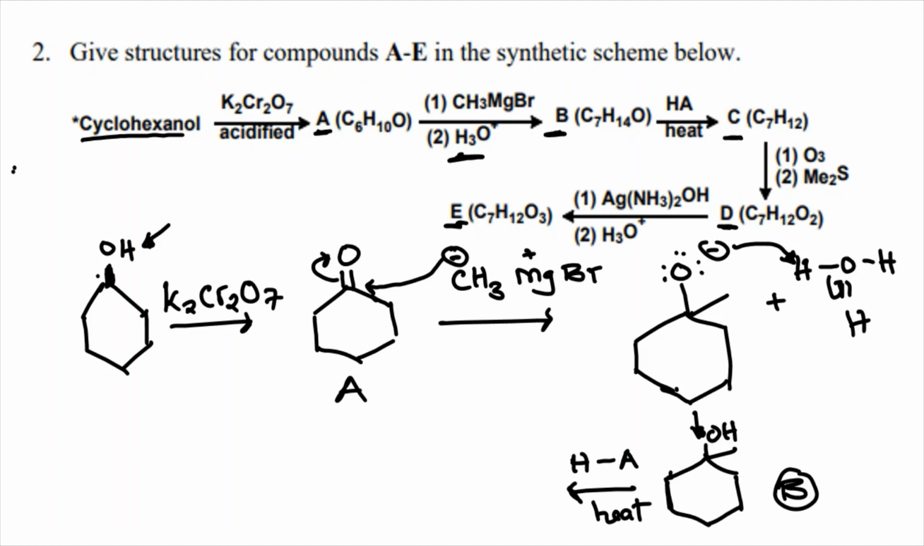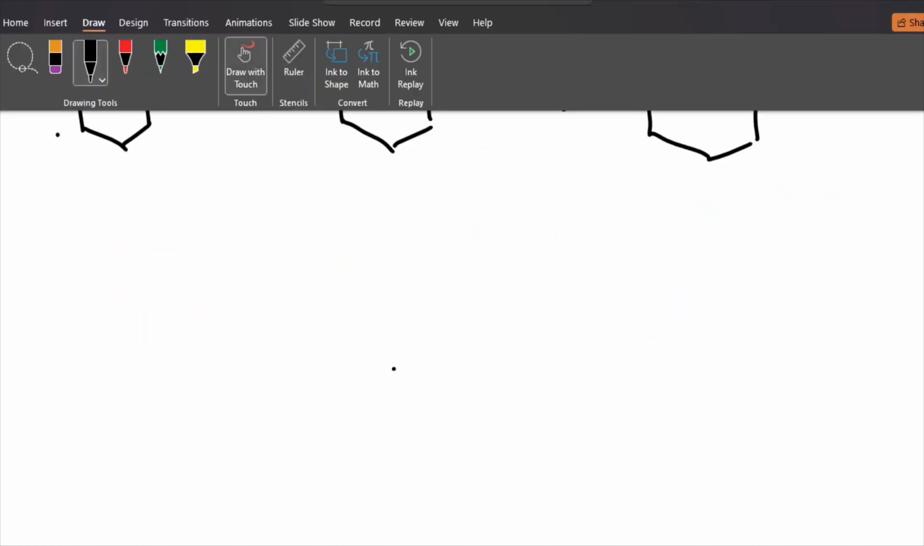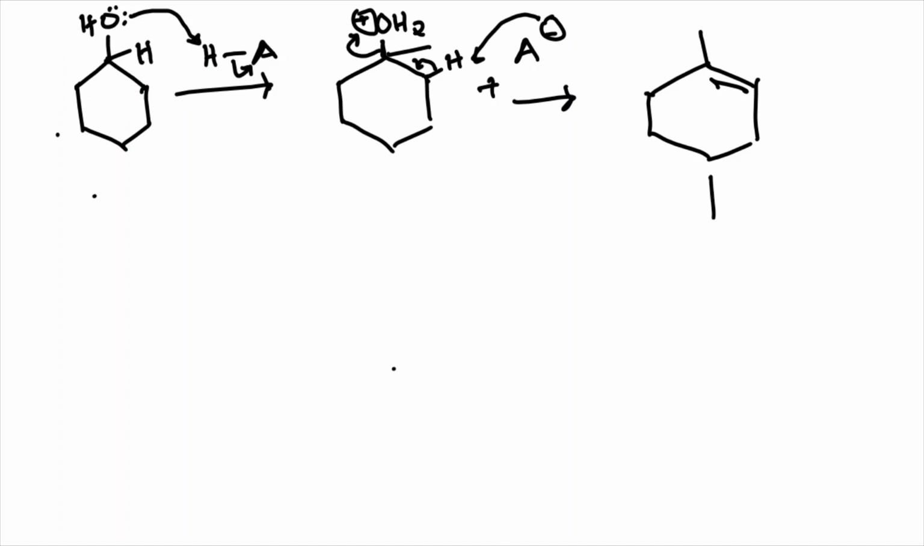Then C is going to be treated with ozone in dimethyl sulfide. So this reaction is called ozonolysis, and we know ozonolysis is simply oxidative cleavage. So let's see how ozonolysis is going to take place. There's a very short form on how to predict products from ozonolysis.